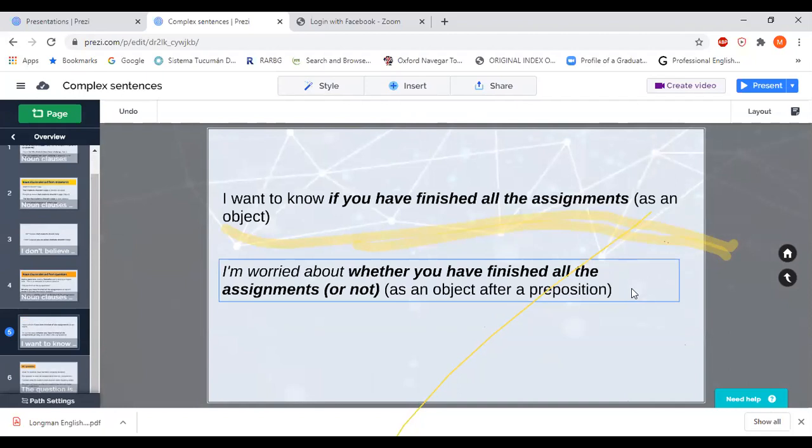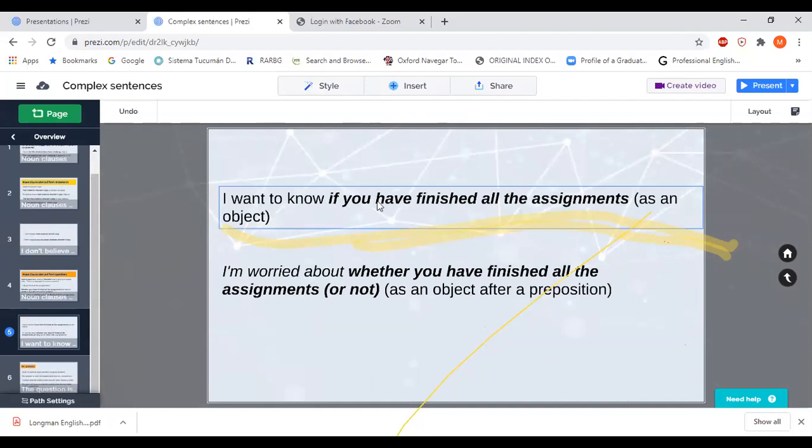We can also see this noun clause as an object in this example. I want to know if you have finished all the assignments. Okay, this is the noun clause. It's highlighted here. Can you see it? If we happen to be analyzing sentences, we would say that this whole structure, if you have finished all the assignments, is an object, okay? This is a direct object.